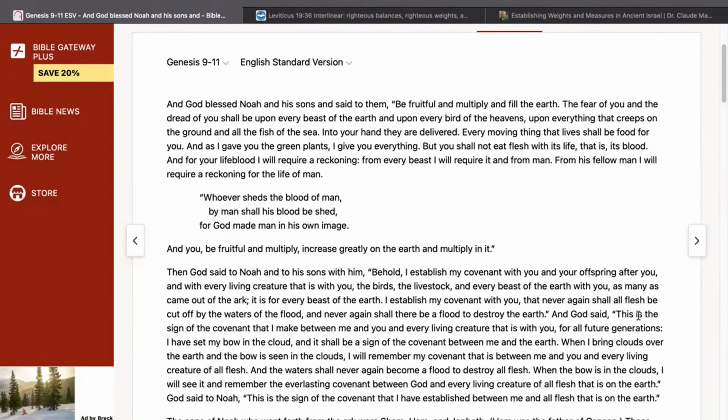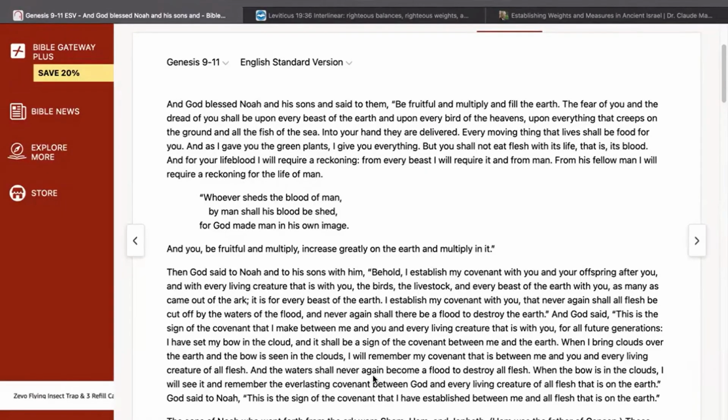And God said, "This is the sign of the covenant that I make between me and you and every living creature that is with you for all future generations. I have set my bow in the cloud, and it shall be a sign of the covenant between me and the earth. When I bring clouds over the earth, and the bow is seen in the clouds, I will remember my covenant that is between me and you and every living creature of all flesh."